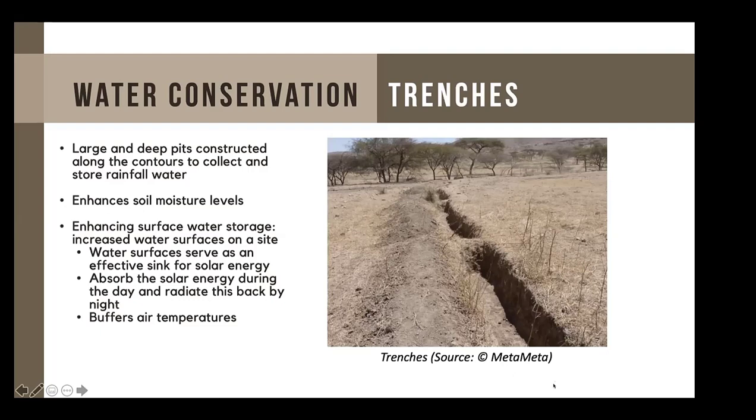So the water surfaces are actually poor reflectors of solar radiation, and they serve as an effective sink for solar energy. So they're just absorbing that during the day when it's available. So a lot of these trenches then absorb the solar energy and radiate it back at night. Similar to the stone bunds, you've got this release of thermal energy at night once the sun is gone. And this can help in places where frost is an issue, for example, but just in general, it's good for moderating temperature extremes.